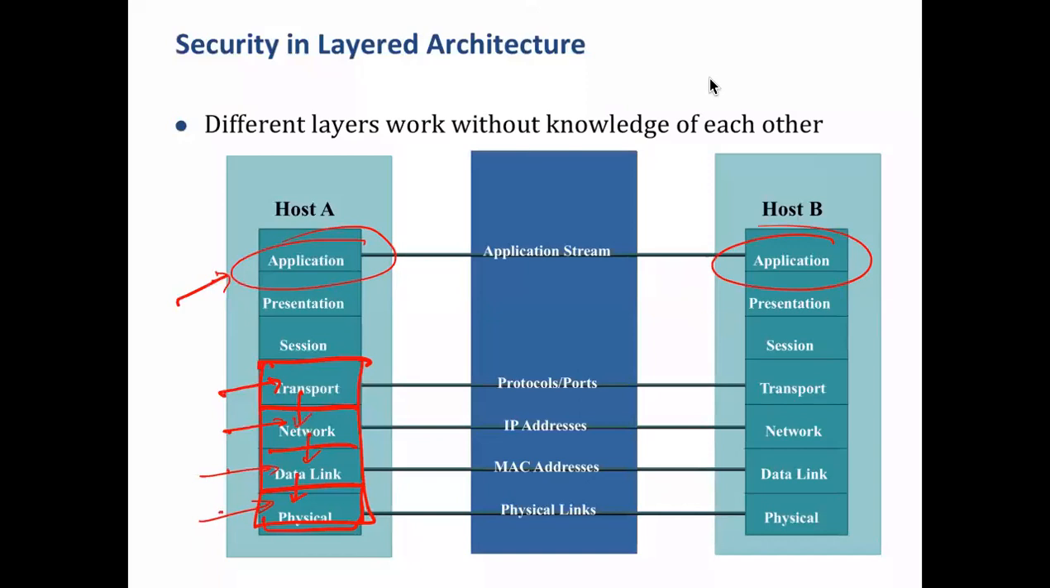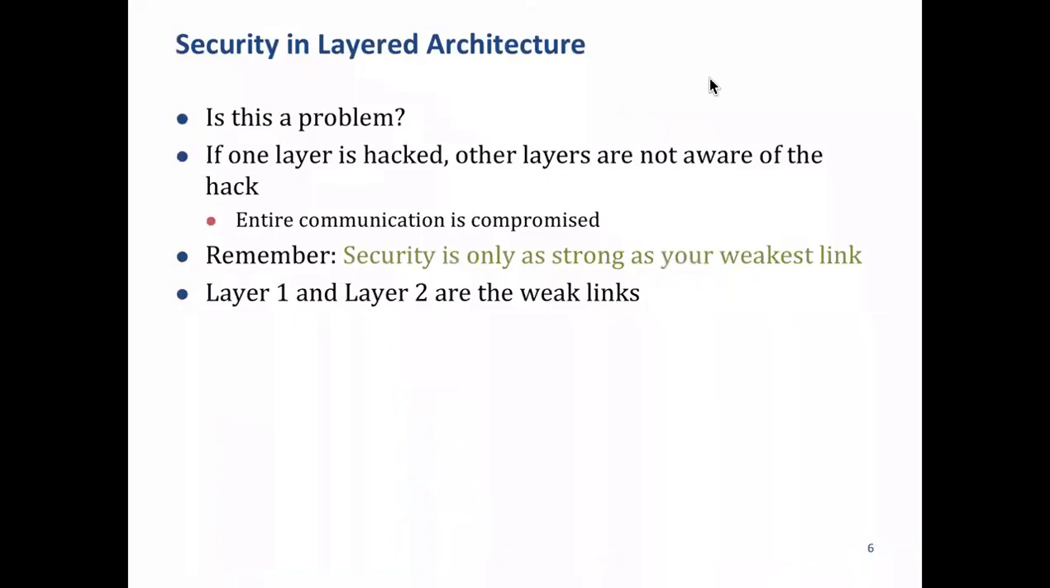The application cannot take care of everything, whatever malfunction or security issues are happening down here. So we have to look into the security of each of these layers, and also look at how we can secure applications. So let's start. Is security in layered architecture really a problem? Of course, yes, we have just discussed this. What happens if one layer is hacked? Are other layers aware of this?